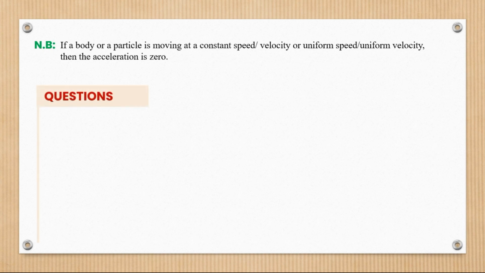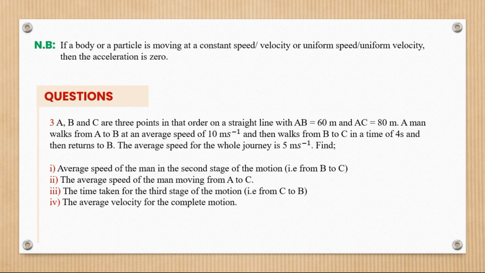Alright, let's look at another question. So this next question says A, B, and C are 3 points in that order on a straight line, with AB being equal to 60 meters and AC being equal to 80 meters. So a man walks from A to B at an average speed of 10 meters per second, and then walks from B to C in a time of 4 seconds, and then returns to B. The average speed of the whole journey is 5 meters per second. So we're being told the average speed of the whole journey is 5 meters per second.